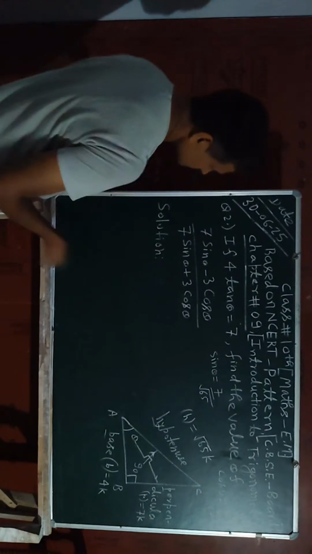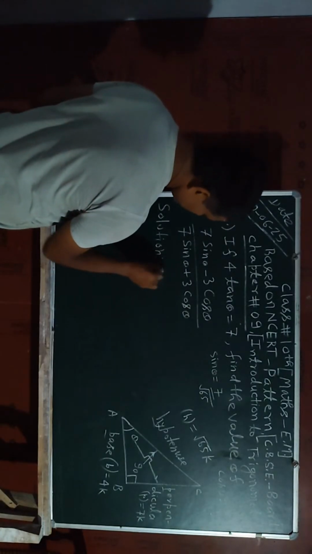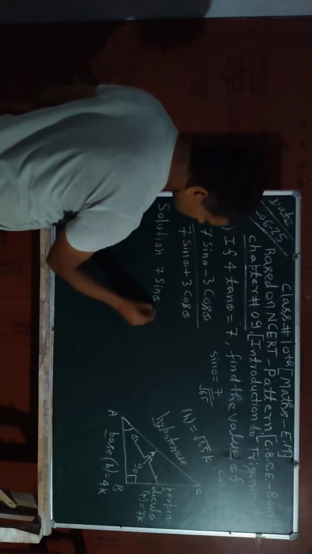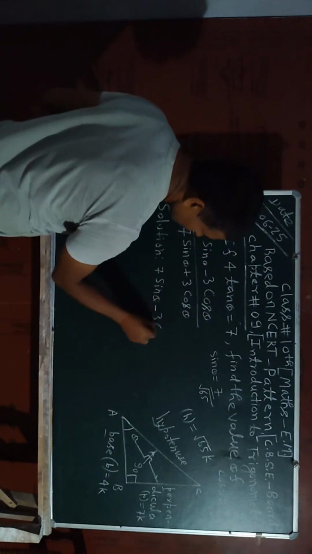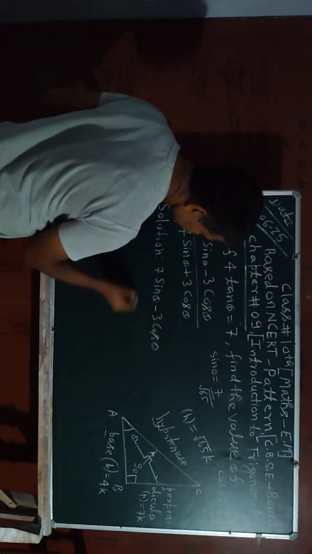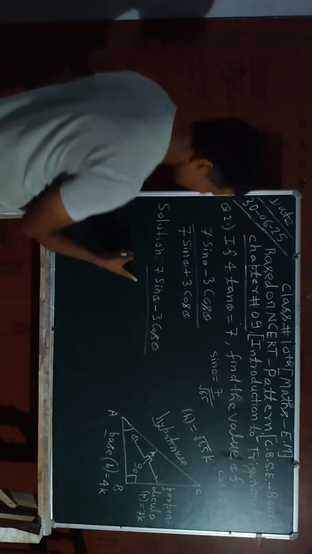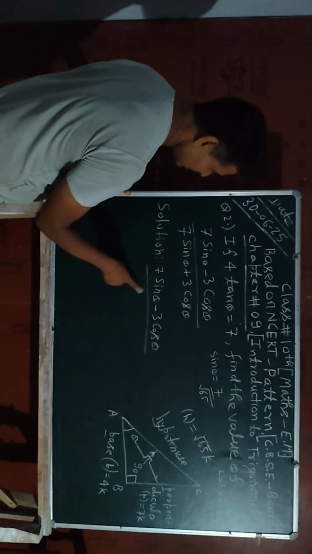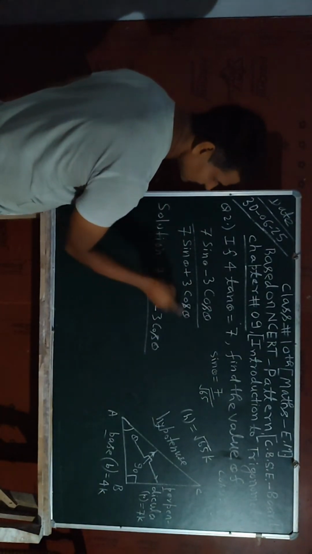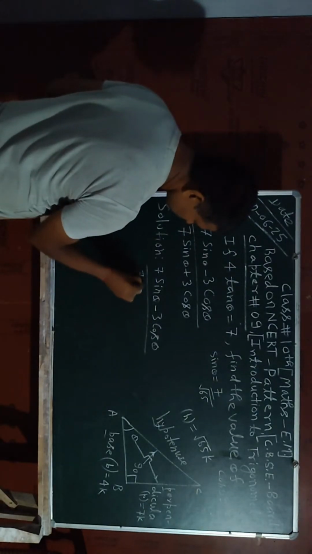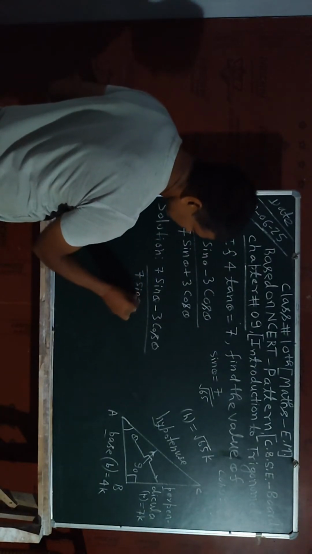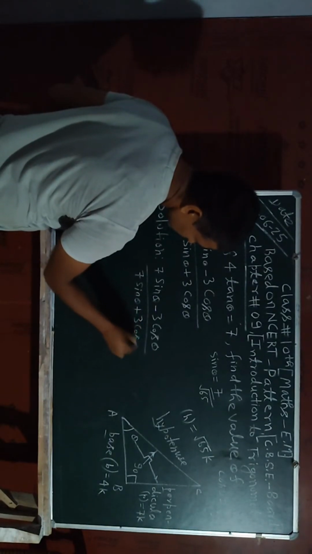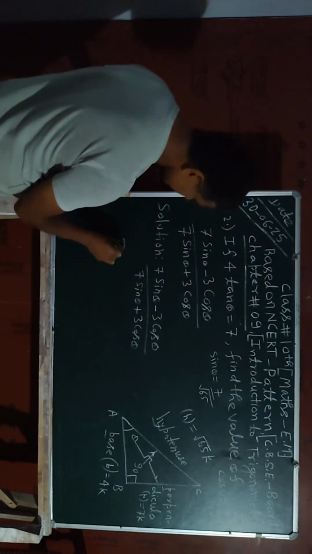So that expression value I am going to write as 7 sin theta, that is given in the question, minus 3 cos theta. Therefore, divided by, this is the numerator value. Now the denominator value I have to write here: 7 sin theta plus 3 cos theta. So here I will put 7 sin theta plus 3 cos theta. Now I will simplify it further.